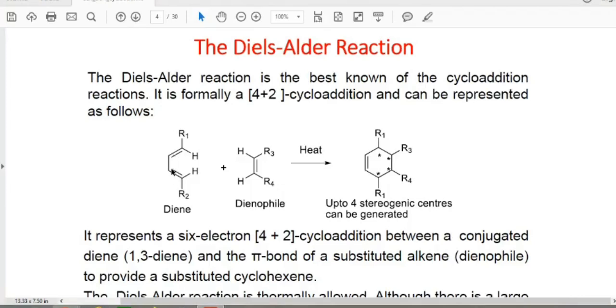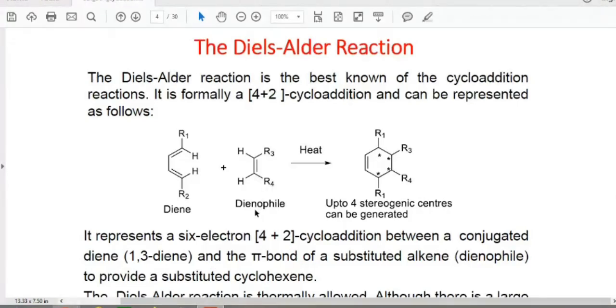Conjugated means double bonds are arranged in an alternating manner. So here we see single bond, double bond, single bond, double bond, single bond. So this is an alternating arrangement of single and double bonds. Such a diene is called a conjugated diene. And the next reactant is called the dienophile, which is another alkene. A substituted alkene is called a dienophile.